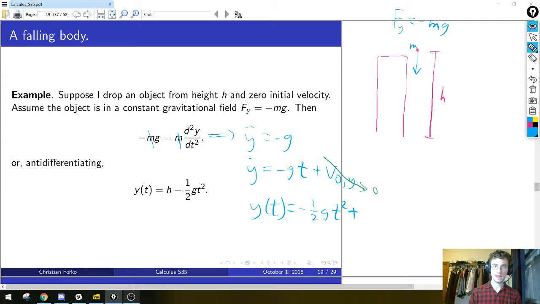And we know that at time 0, this object has height h. So when I plug in time 0, this first term goes away, and I know the answer should be h, so I should add the constant h to make that work, to match the initial condition, as we call it. Anyway, that's not rocket science, but this is the trajectory, the position of the object as a function of time if I drop it from height h in a constant gravitational field.